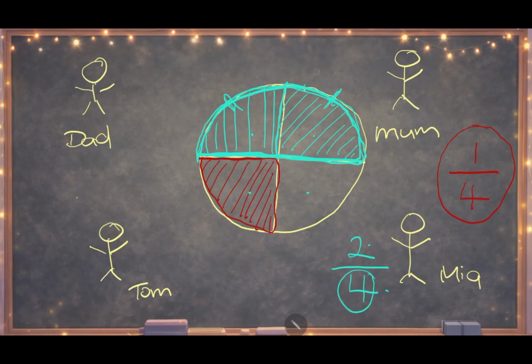But if you have a look at this pizza and the amount of pieces that Mom and Dad ate, can you see that this is actually half of the whole pizza? So 2/4 is actually the same as a half, and they are equal in size.